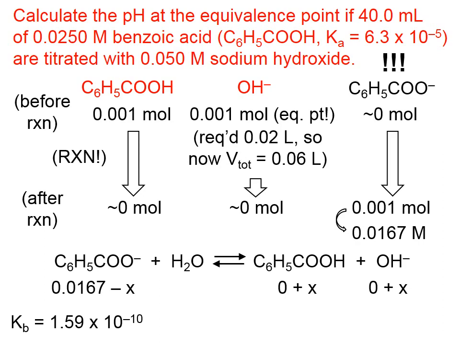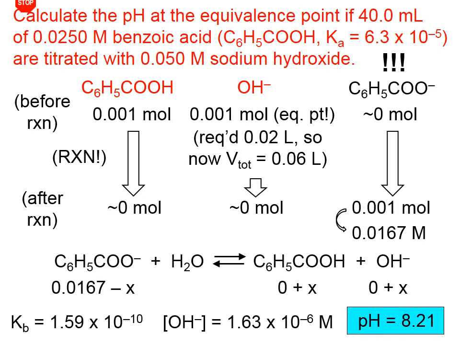Well, again, sorry I don't have room on the screen to show all this, but now that we have Kb, we can go products, which is going to be x squared, divided by reactants, which is 0.0167 minus x. We would use the shortcut. We would calculate x, which turns out to be the OH ion concentration. Once you find the OH ion concentration, you can calculate pOH, and then you can calculate pH. If you do that, it turns out to be 8.21.